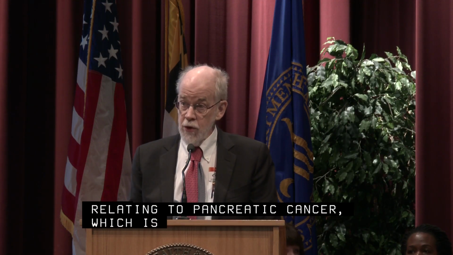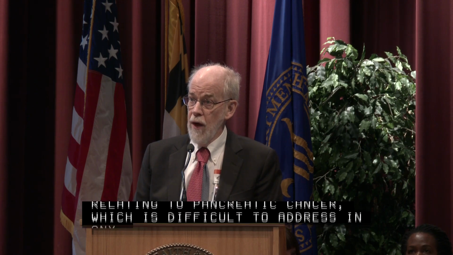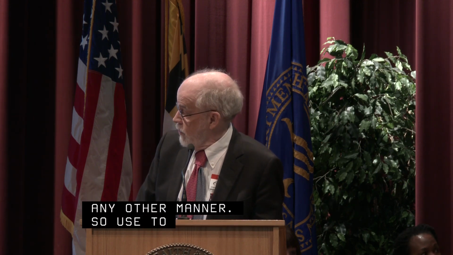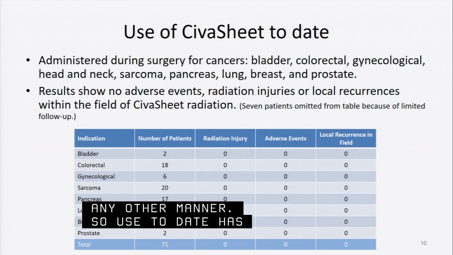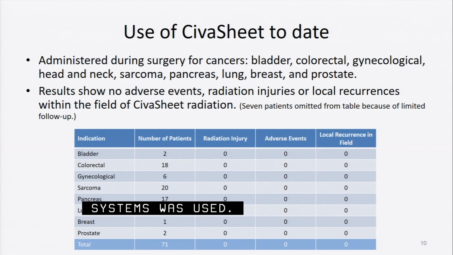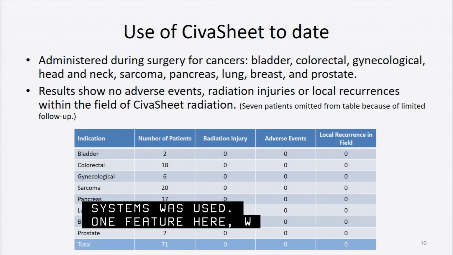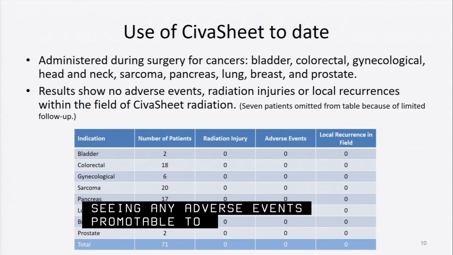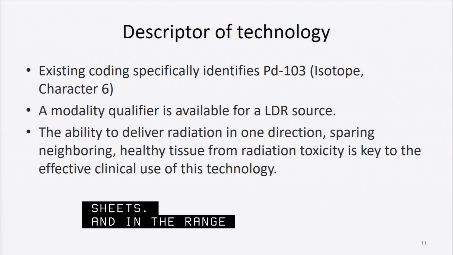So use of the CivaSheet to date is shown here in the variety of different body systems where it was used, and one feature here is we're not seeing any adverse events attributable to the use of the CivaSheet. So in the range affected, no events to worry about.